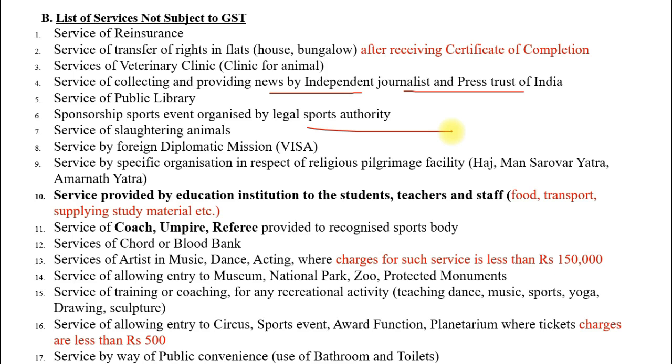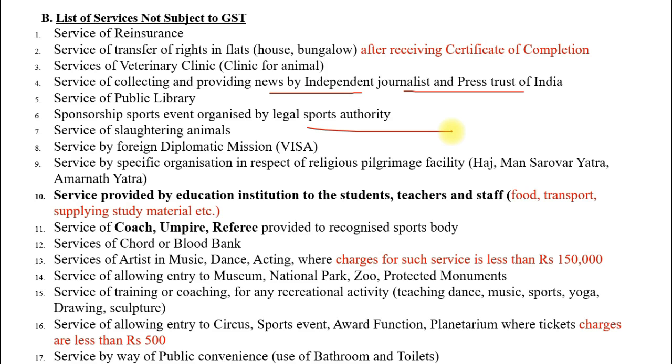Service by specific organizations in respect of religious pilgrimage facilities, the Hajj, Mansarovar Yatra, Amarnath Yatra, all those services, there won't be any GST. Service provided by an education institution to the student, teacher and staff, that is food, transport, supplying study material, no GST. Service of coach, umpire, referee provided by any recognized sports body is exempted. Service of court or blood bank is exempted.